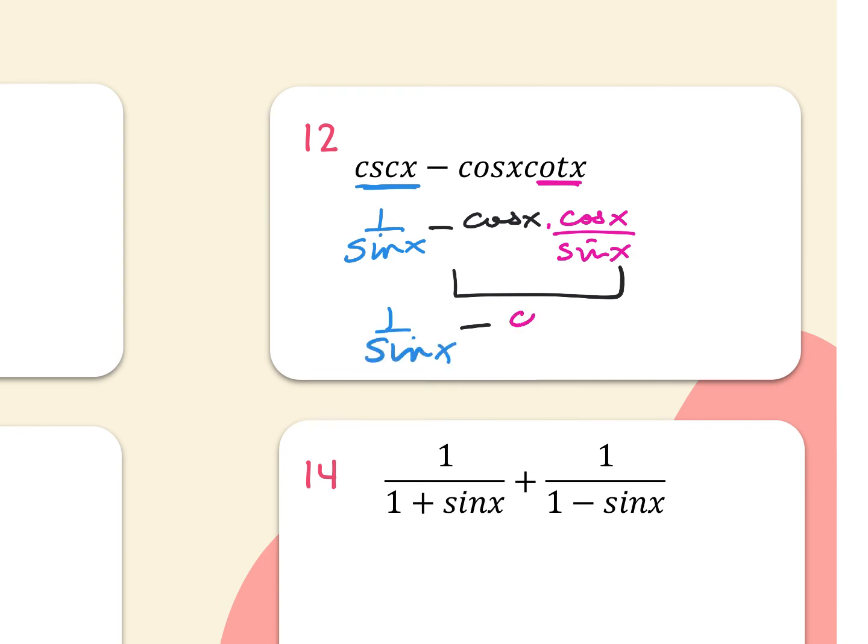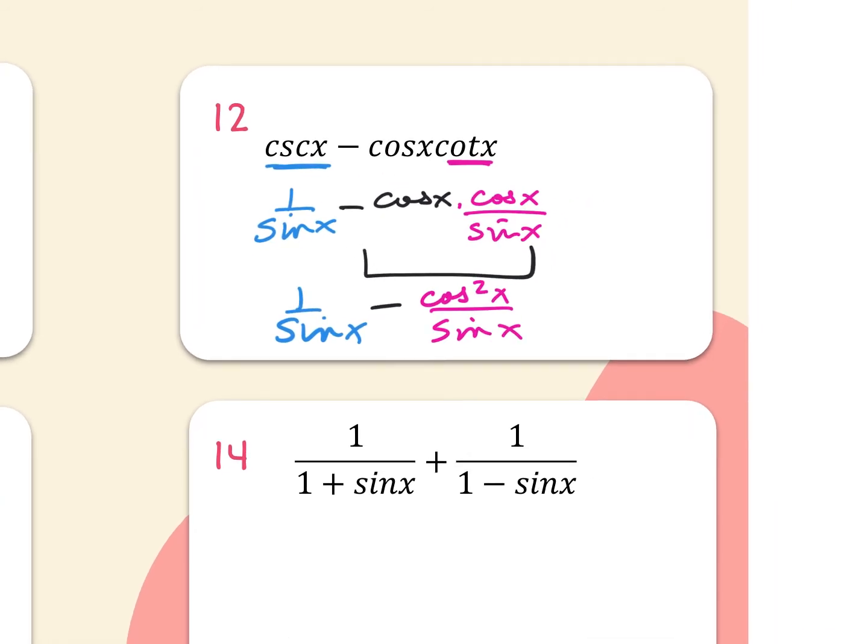This becomes cosine squared x over sine x. This one I already have a common denominator. It's sine x, so I can just add the numerator. So it becomes 1 minus cosine squared x over sine x.